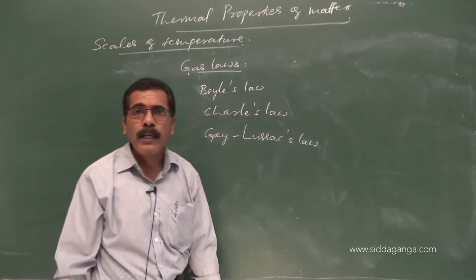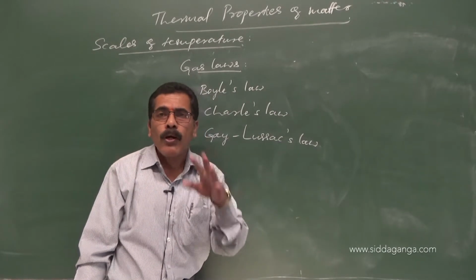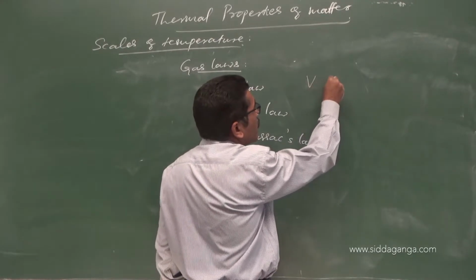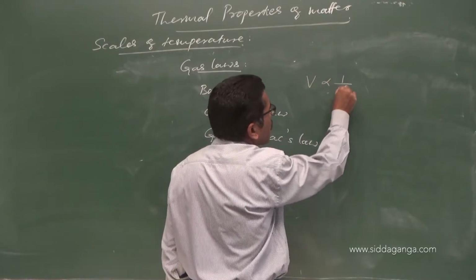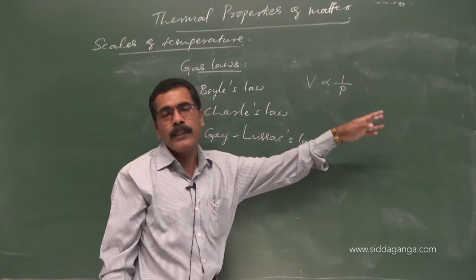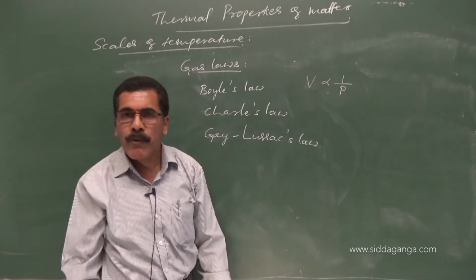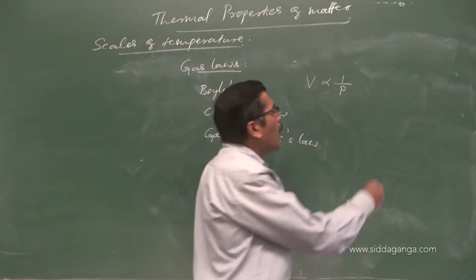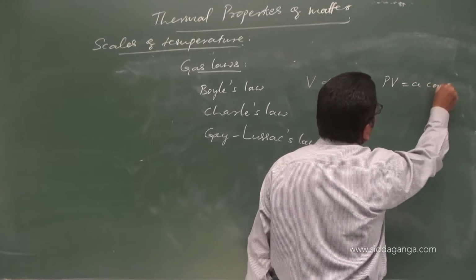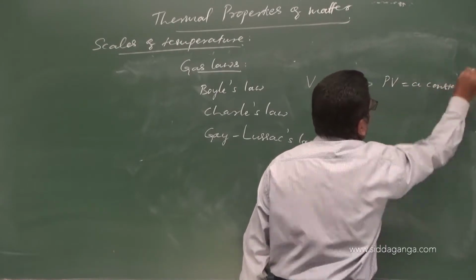If you take Boyle's law, you know that the volume of given mass of gas is inversely proportional to pressure at constant temperature. Or you can write PV is equal to a constant at constant temperature.